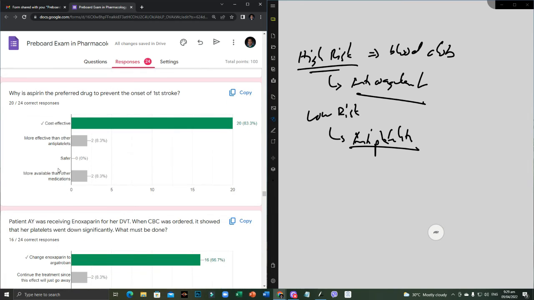Next question, why is aspirin the preferred drug to prevent the onset of first stroke? So there's only one reason, class. It's because it's cost effective.